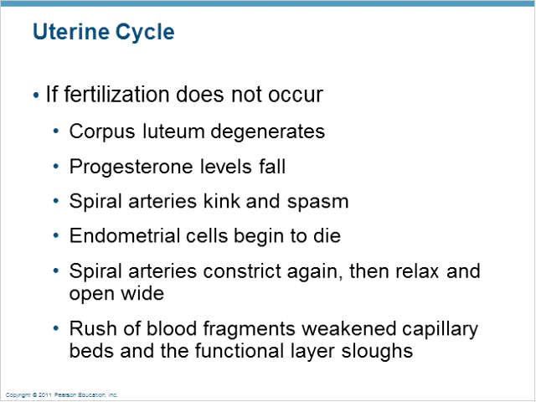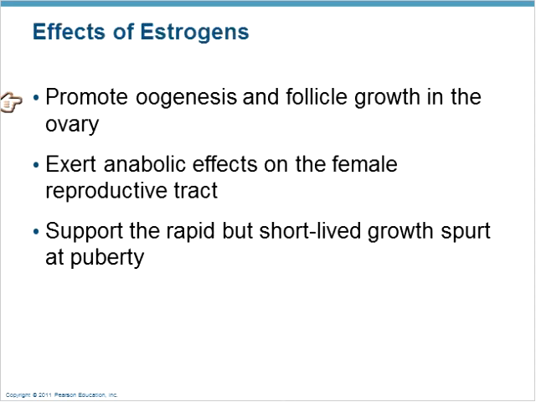If fertilization does not occur, the corpus luteum degenerates, progesterone levels fall, the spiral arteries kink and spasm, and the endometrial cells begin to die. The spiral arteries constrict again, then relax and open wide, and that rush of blood fragments the weakened capillary beds, and the functional layer, that endometrium, is sloughed off.